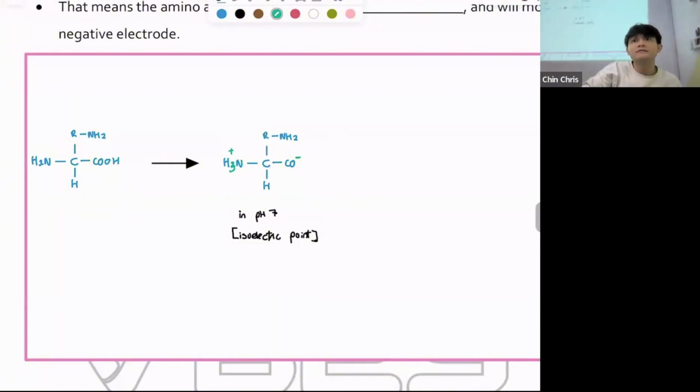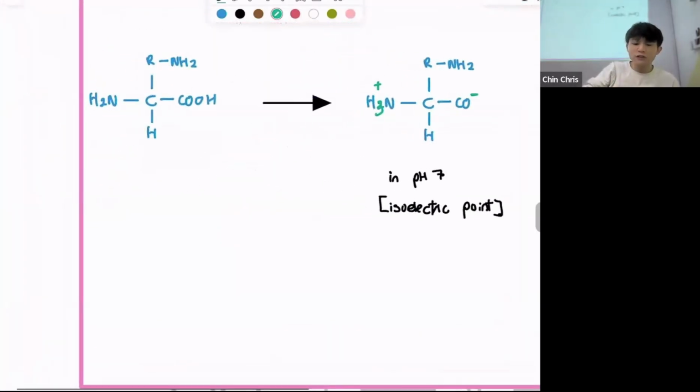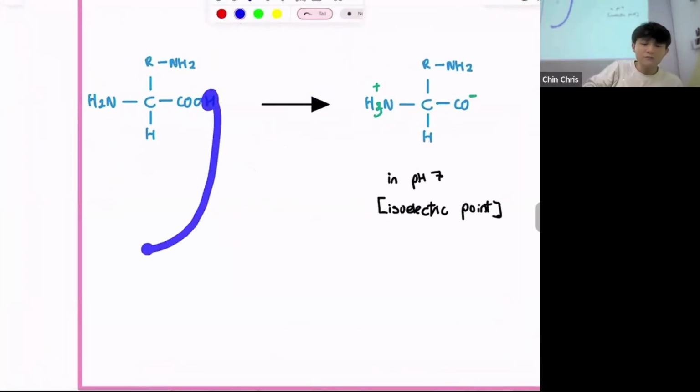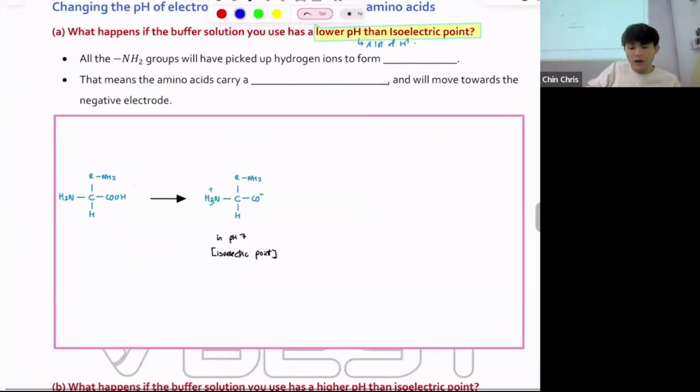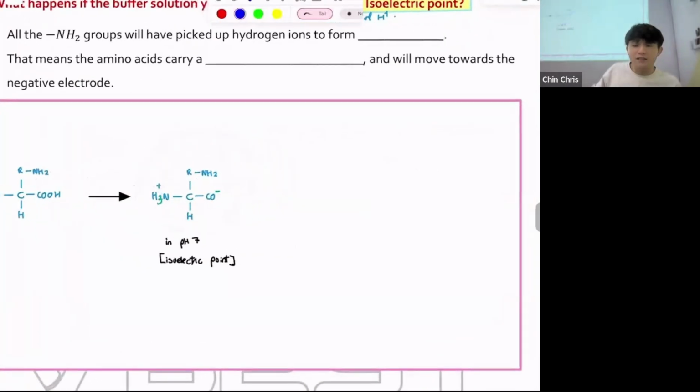What happened to make it form? They will just ionize. So this H will just come here. So again, isoelectric point is when you have a zwitterion. So guys, a zwitterion always has a net charge of 0. You can see plus and minus cancel each other out. That is the definition of a zwitterion.